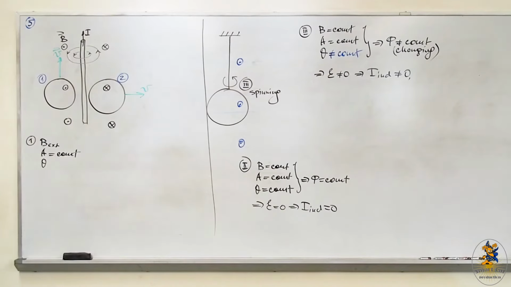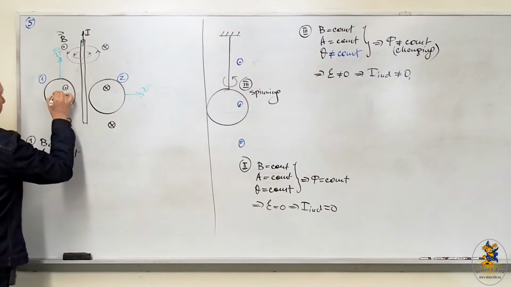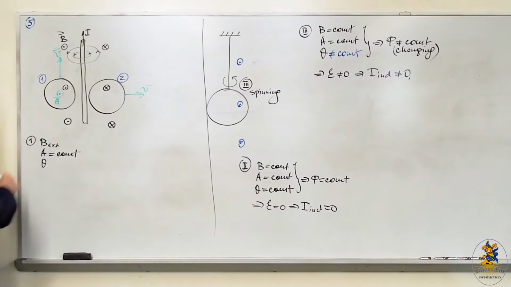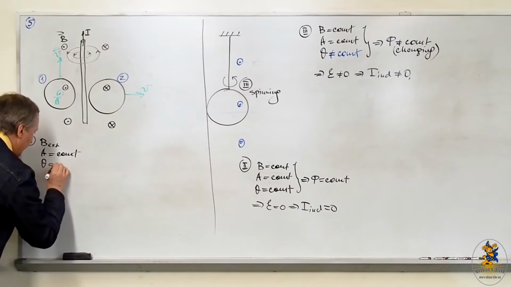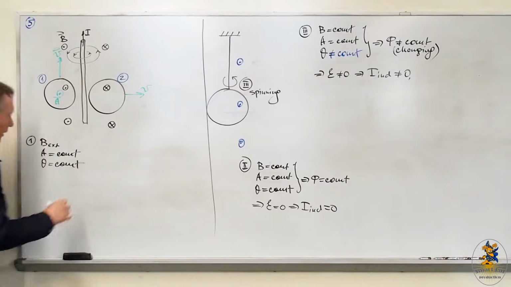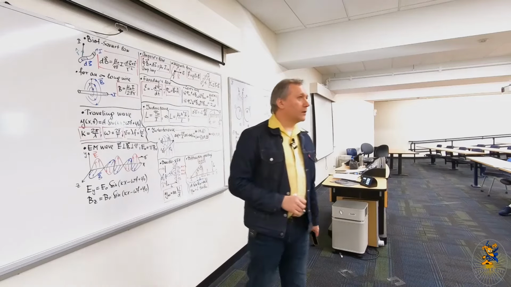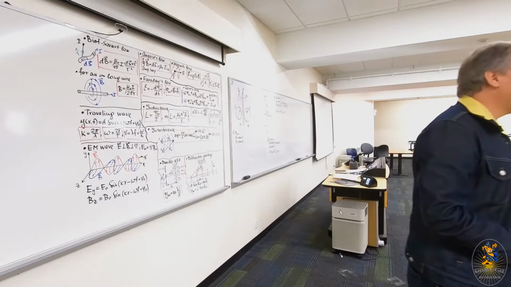Angle, we can pick area vector in the same direction as the external magnetic field. In this case, angle is 0, and anyway, it's a constant. What about magnetic field? Constant or not?